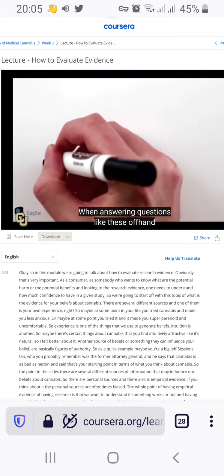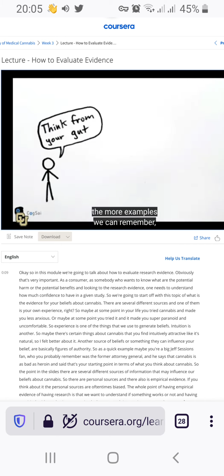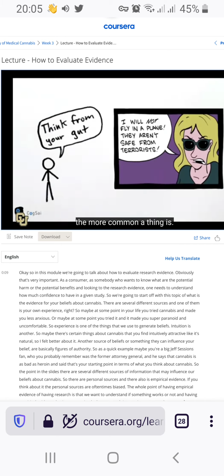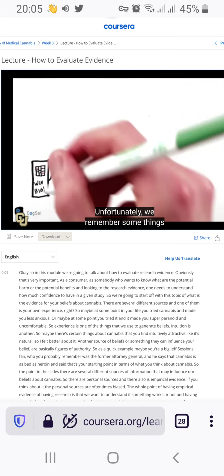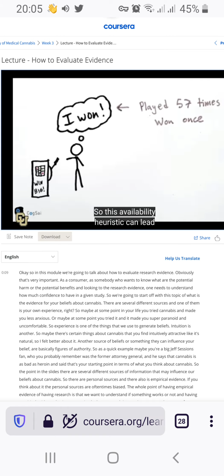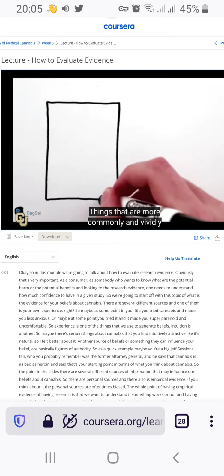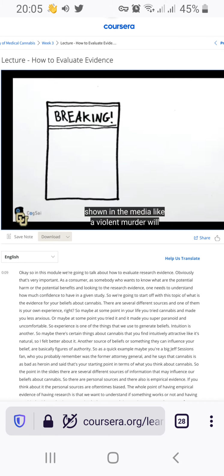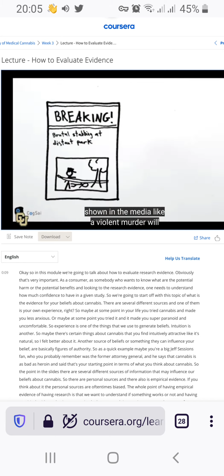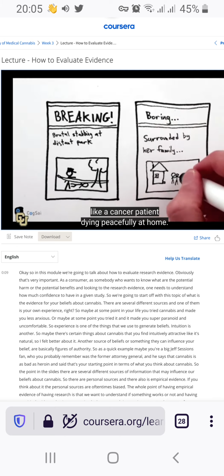When answering questions like these offhand, we tend to think in terms of examples and assume that the more examples we can remember, the more common a thing is. Unfortunately, we remember some things much more easily than others, so this availability heuristic can lead us to make really bad assessments of risk. Things that are more commonly and vividly shown in the media, like a violent murder, will be a lot easier to remember than things that are far more common in real life, but aren't as dramatic, like a cancer patient dying peacefully at home.